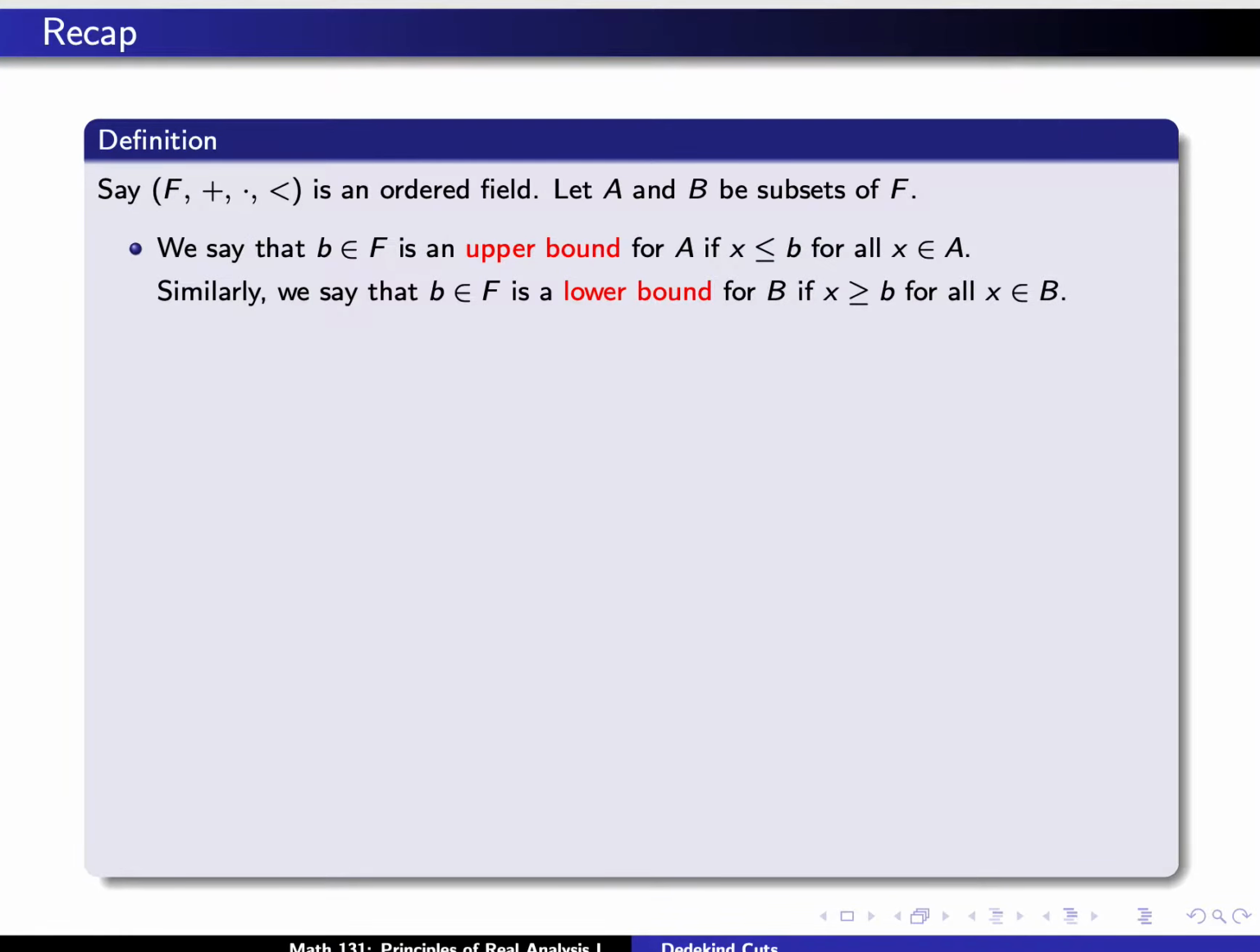We'll say that an element lowercase b is an upper bound for our set A if b is greater than or equal to x for all x in our set A. Similarly, I'll say that an element lowercase b is a lower bound for the set B if b is less than or equal to x for all x in our set B.